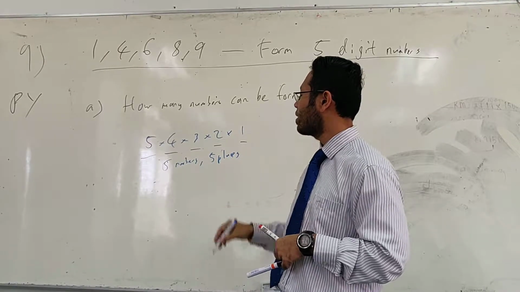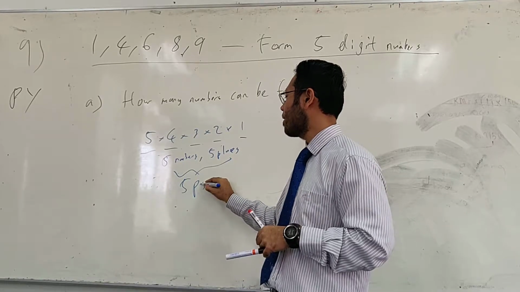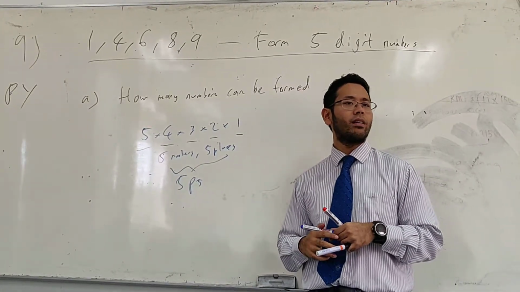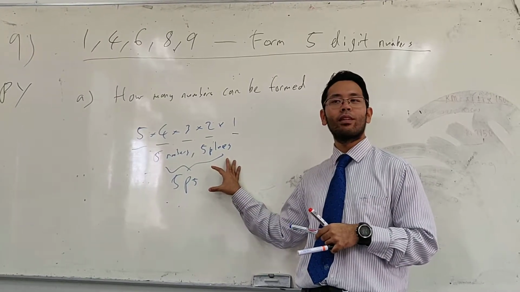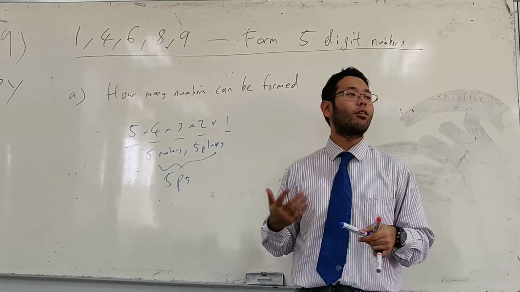So how do you calculate this one? 5P5. Straight away, 5P5, and you get the answer. Which one would I recommend? I would recommend the second one, but if your mentors blocked it during the exams, as long as we get the same answer.